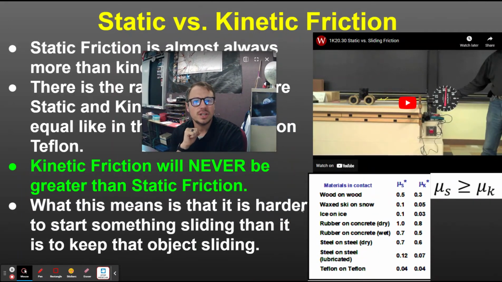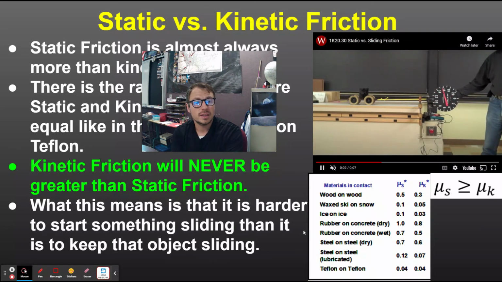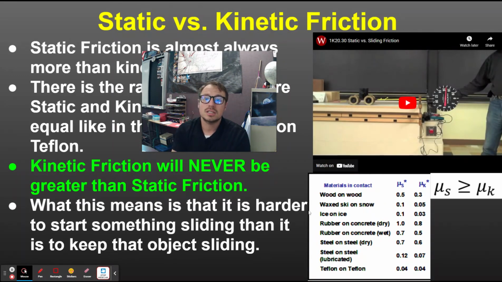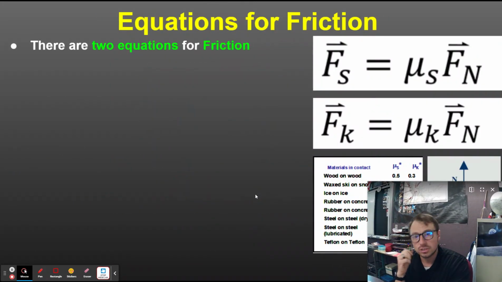So if we watch this video, we'll see that it takes about 20 newtons to get this object to start sliding, and once it is sliding, it takes about 16 newtons to keep it sliding. So notice it's pulling, and then at 20 newtons, it starts to slide, and then it takes about 16 newtons to keep it sliding, because it's harder to get an object to start sliding than it is to keep it sliding.